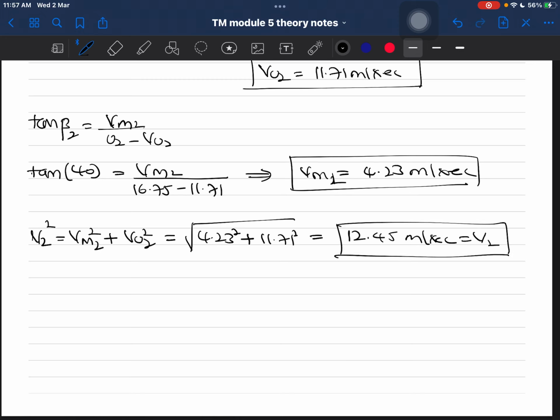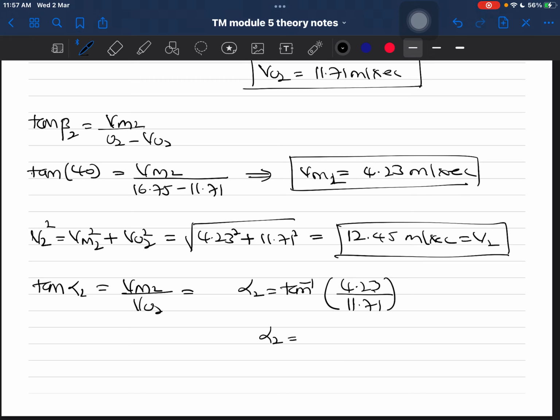Okay. So once you have calculated that, you can calculate alpha 2 also. Tan of alpha 2, if you apply, would be Vm2 divided by Vu2. So alpha 2 is equal to tan inverse of Vm2, which is 4.23, divided by 11.71. So the alpha 2 value would be 19.8 degrees.